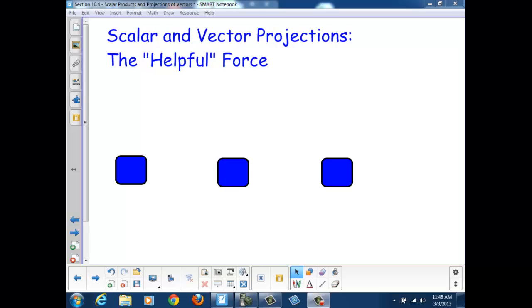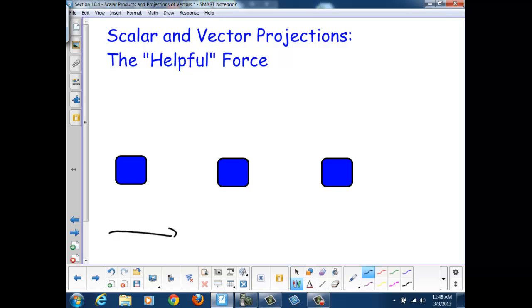Let's look at a concept that I like to call the helpful force. Your book calls it the scalar or vector projection. And here's the idea behind it. Let's suppose I have an object, like this one here, and I want to move it horizontally along the floor to the right. So, in this direction.